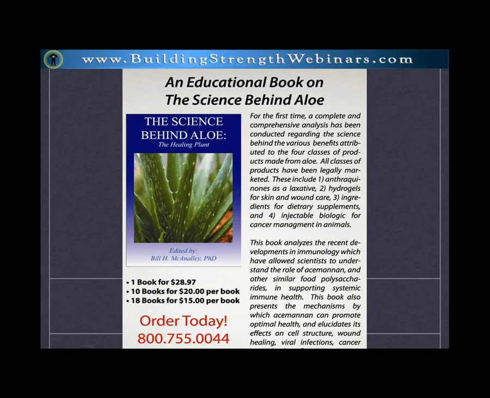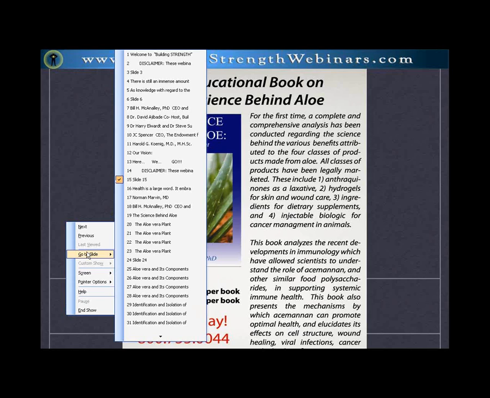Chapter 5 is aloe's effect on physiology, structure, and function. And to show how it works, we had to cover the vitamins, minerals, lipids, proteins, essential proteins, fats, phytohormones, antioxidants, and carbohydrates, and then how aloe vera fits in with all of that.